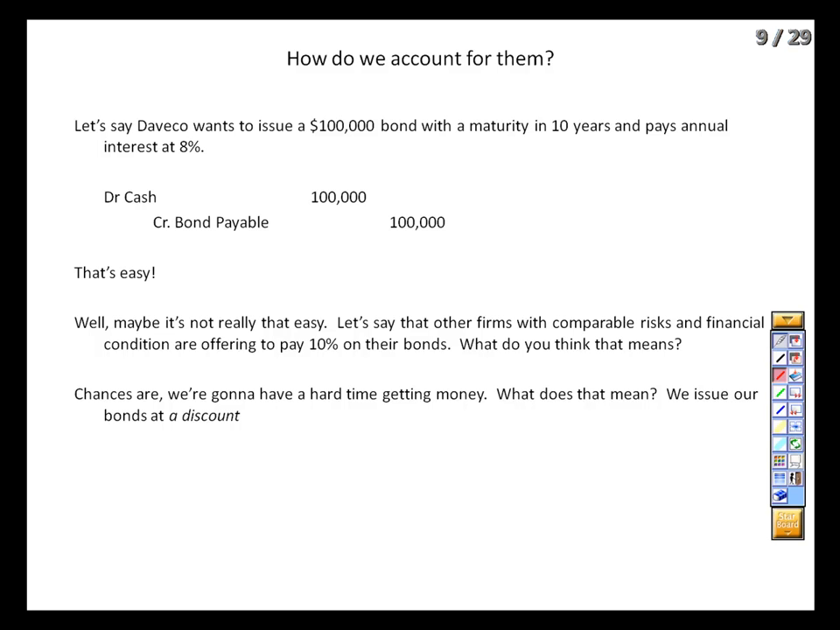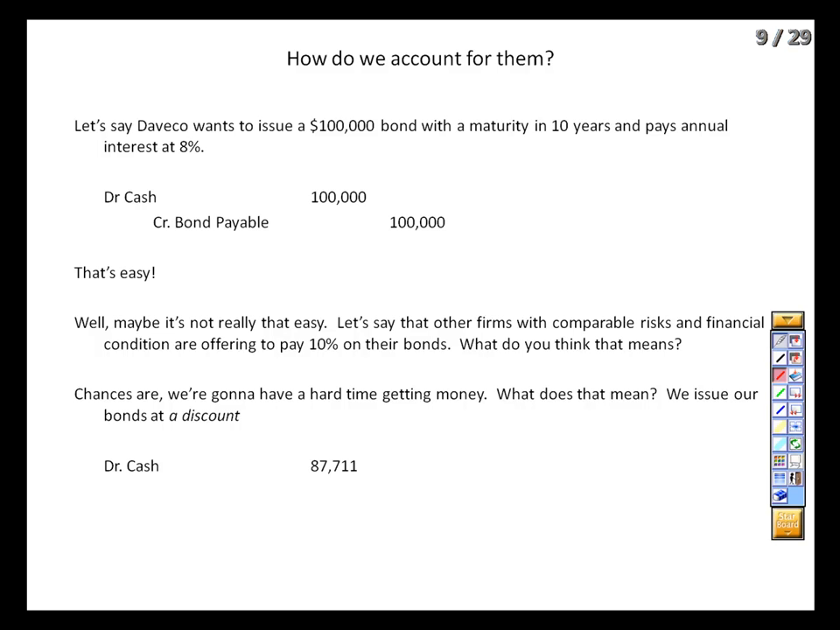Because if you're an investor and you have the choice of earning 10% or 8% for the same amount of risk, what are you going to do? Get the 10, of course. So to make our bond competitive, we're going to offer it at a discount. That is, we will accept less than the face value today in order to increase the return that the investor earns. Rather than receiving $100,000, we'll only get $87,711 in cash.